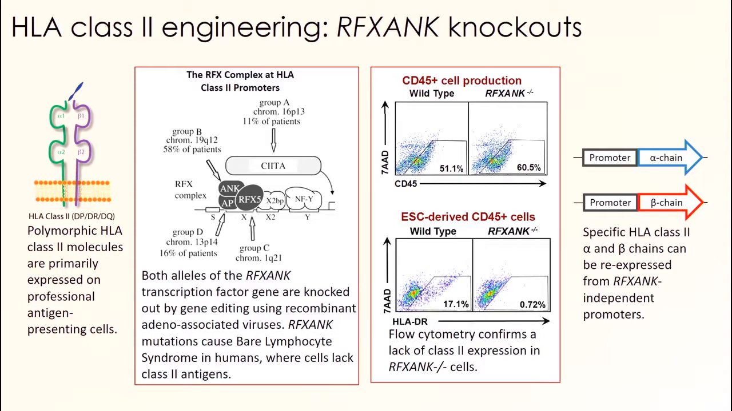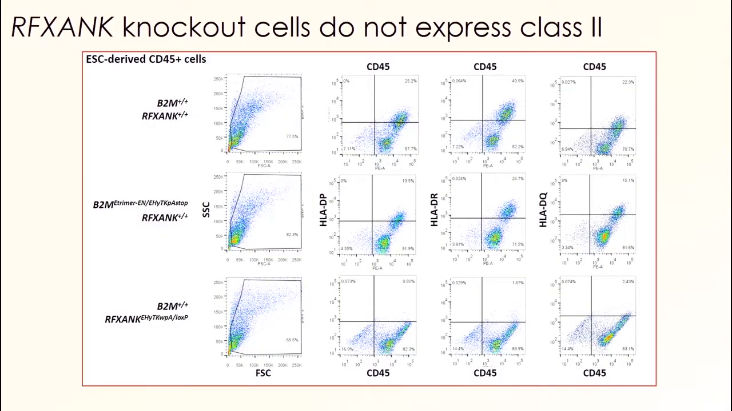And we can show that when we knock out both alleles of this gene with AAV, using the same gene editing process, and turn the cells into hematopoietic cells, they still make hematopoietic cells that are CD45 positive, but they're no longer class II positive. This is with HLA-DR. We can also do more extensive flow with these cells and look at the 3 major class IIs, DP, DR, and DQ, and show that when we knock out RFXANK, we get very little expression of those class II molecules. So that's our class II strategy.